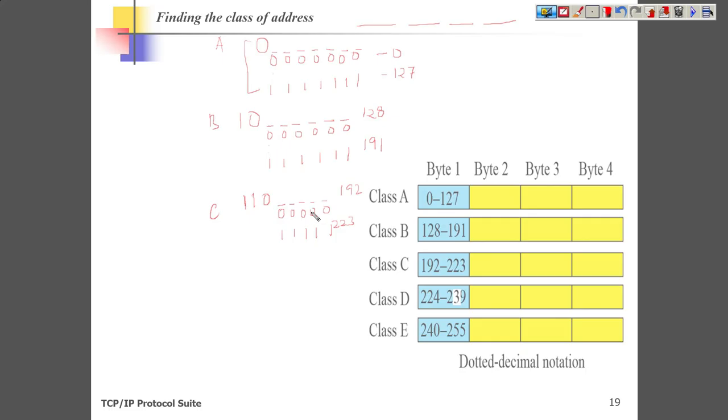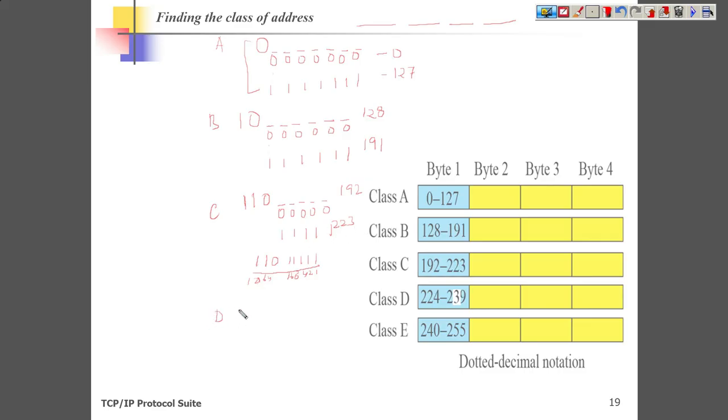Let me make this clear. When I said 223, this is actually 110, and then these 5 bits. And if you do this, it comes out to 223. That means this is 1, this is 2, this is 4, this is 8, 16, this is 32, 64, and 128. So when you add all this, it comes out to be 223.